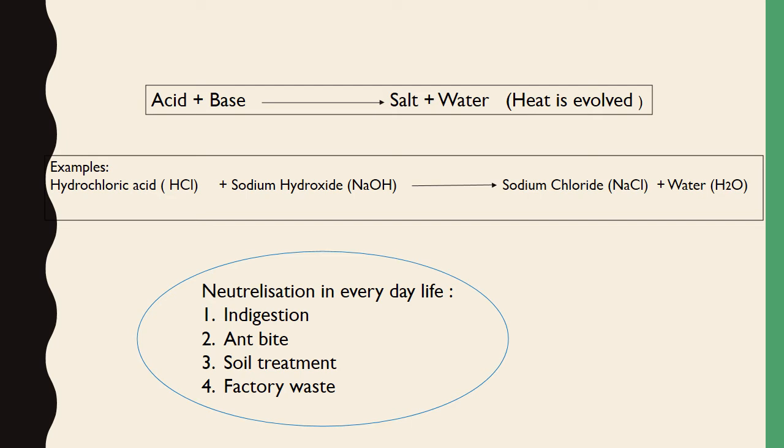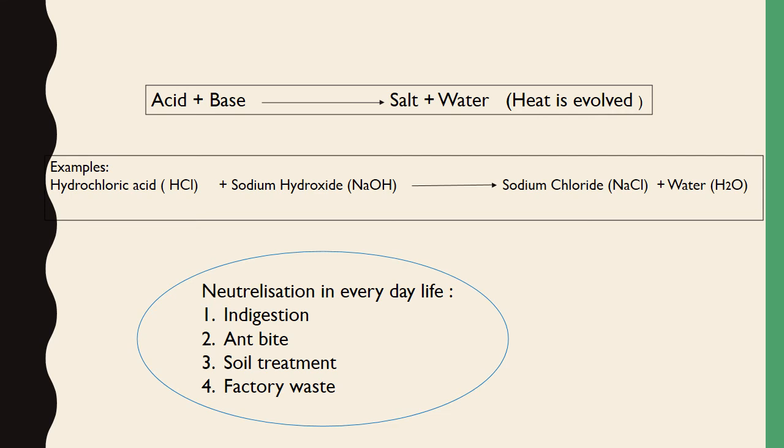So hydrochloric acid plus sodium hydroxide. Hydrochloric acid is a strong acid. Sodium hydroxide is a strong base. So when an acid mixes with a base, it gives salt and water. Sodium chloride is the salt which is formed here. You can see chlorine from the acid and sodium from the base. They react and they form sodium chloride, which is a common salt, plus water is formed.